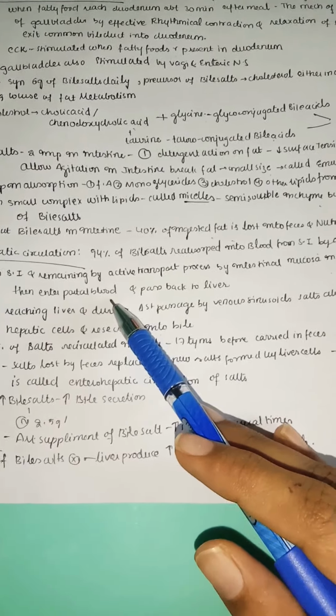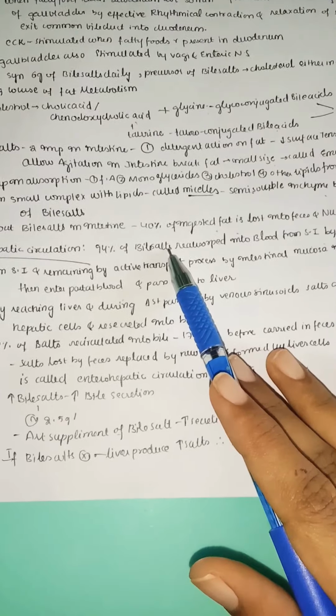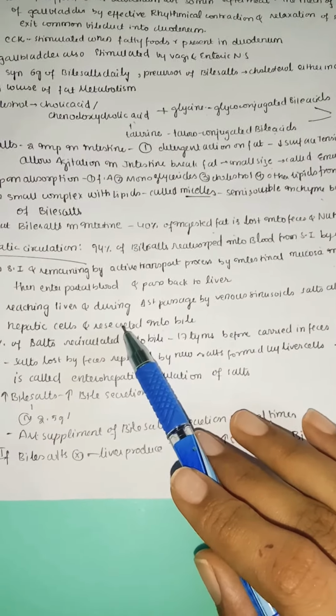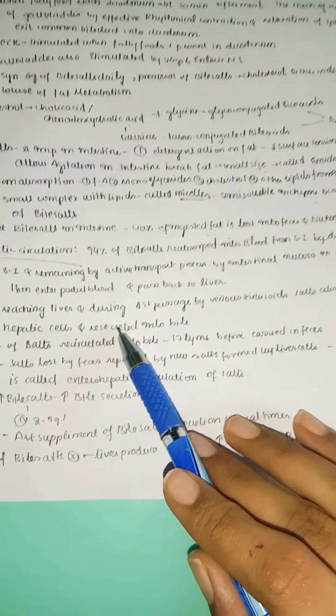So this is like a circle. From the bile salts, they are coming into the portal plate. From the portal plate, they are going into the liver, and from the liver, they are again coming back to the intestine. So by reaching the liver during first passage by venous sinusoids, salts are reabsorbed back into the hepatic cells and resecreted into the bile.